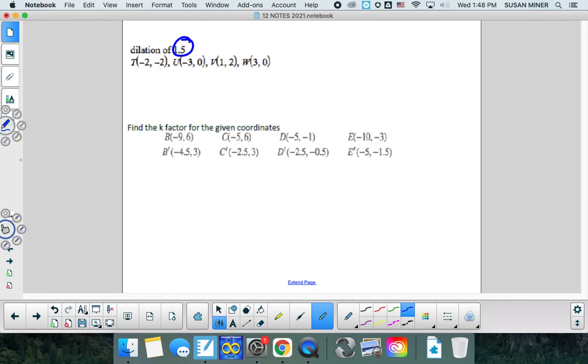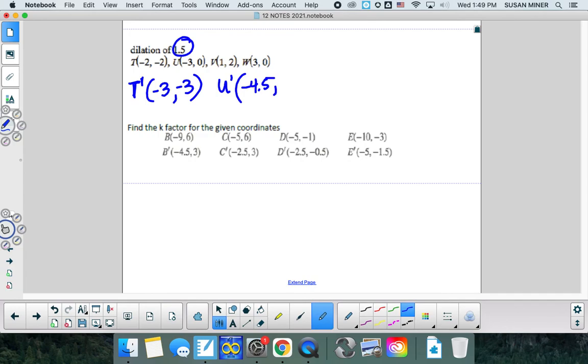So T prime is going to be at -3, negative 3, because 2 times 1.5 gives me 3. And then I can do the same thing for each of these. U prime, I would take negative 3 and times it by 1.5, and I would get negative 4.5. And then anything times 0 is just 0.